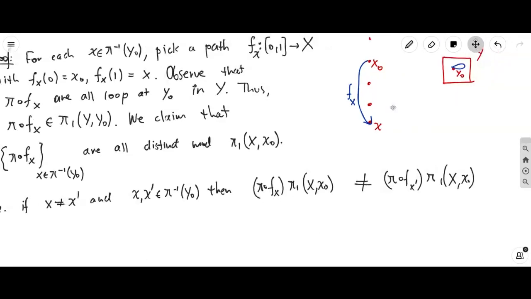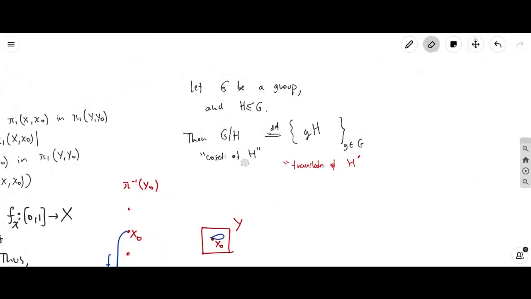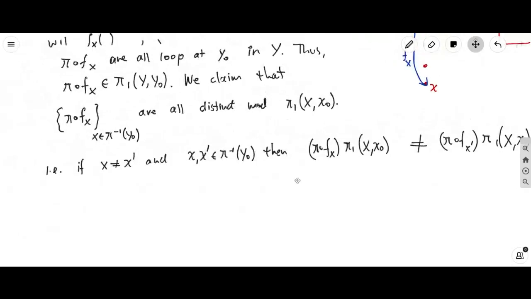Right? So just maybe to clarify, how do you get the cosets? You have a group and you have a subgroup. The group here, that's pi 1 y y0, and the subgroup is pi1 x, x0. And these g's are coming from the fundamental group of y. So you're just translating the subgroup by all of them, and those are called the translates. And we want to show that they're going to be different.